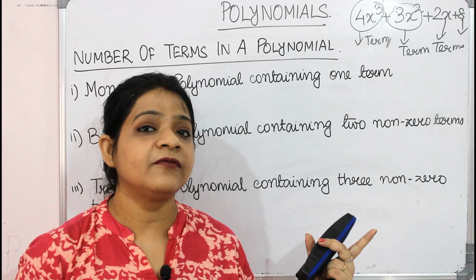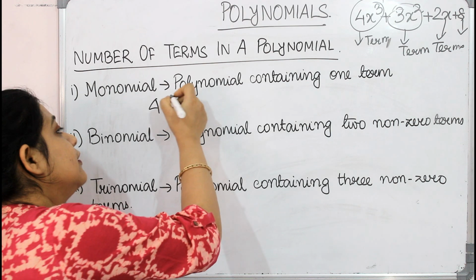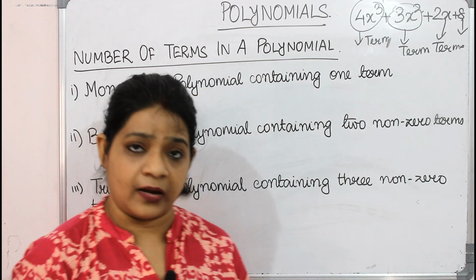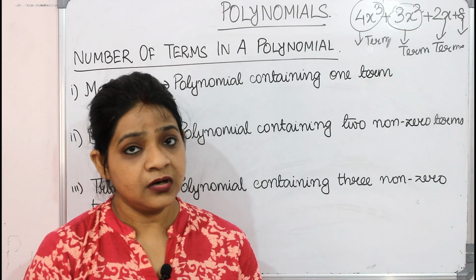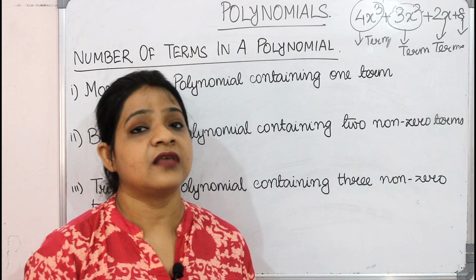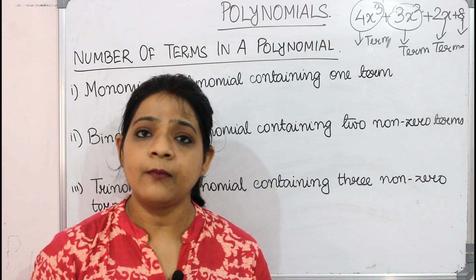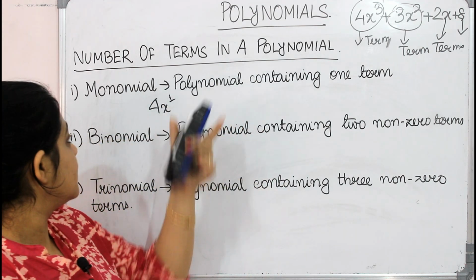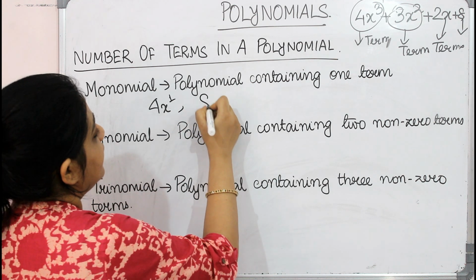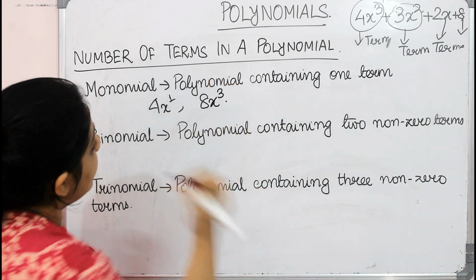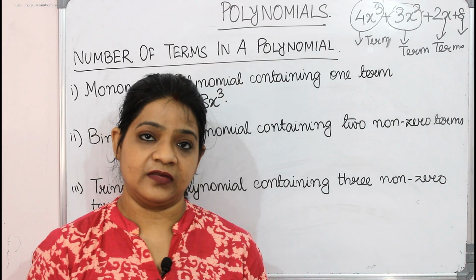I have discussed in the previous class, because the exponent or the power here, the variable has the power of 1. So what is 1? 1 is nothing but a positive integer. So we will call this a polynomial. Since it contains only one term, we call it a monomial. For example, 8x cube. 8x cube is also a monomial because only one term is there.